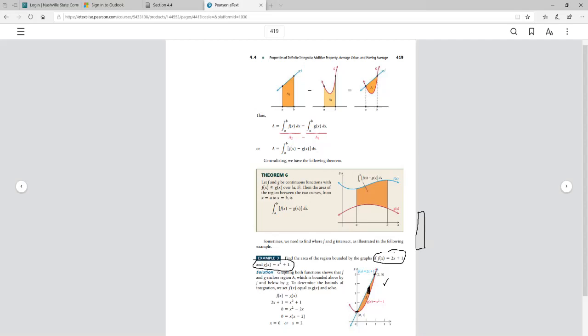Now, the base here on the bottom, it's very small, so I'm going to call it dx, which means a very small slice of x. And the height of the rectangle is going to be the upper function minus the lower. The f of x touches the top, and the g of x touches the bottom. So the height of this rectangle is going to be 2x plus 1 minus the lower function, which is x squared plus 1.